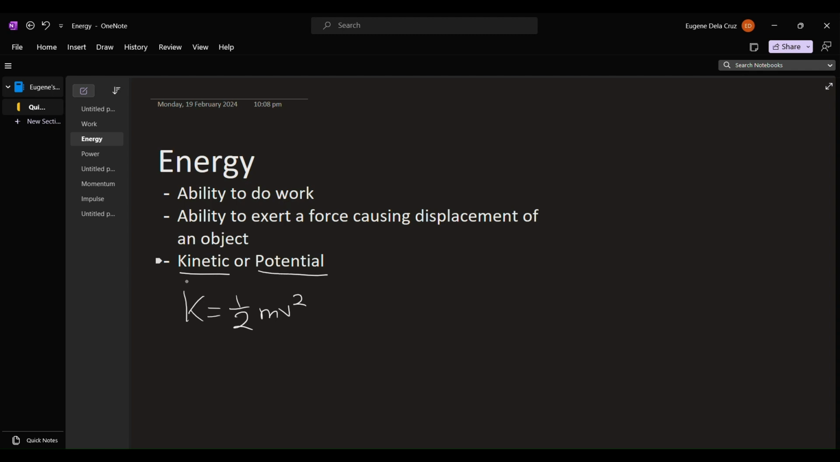And then moving on to potential energy, there are two main types of potential energy: there is gravitational and there is elastic. So from the name itself, gravitational potential energy is based on the gravitational force. What affects this energy is the body's weight and the height. In mathematical terms, U sub g, or the gravitational potential energy, is equal to mgh, where m is the mass of the object, g is the gravitational acceleration, and h is the height of the object.